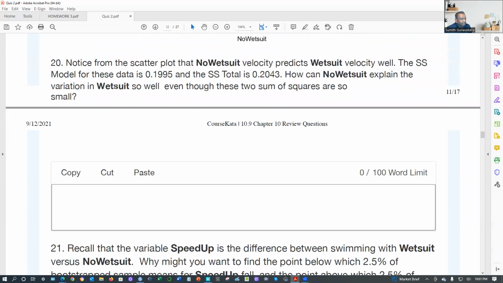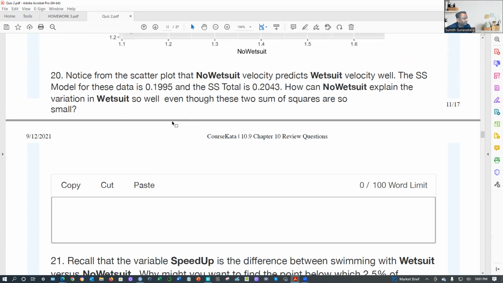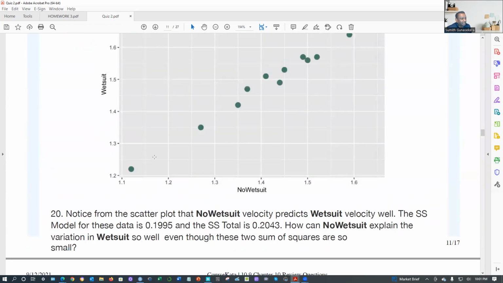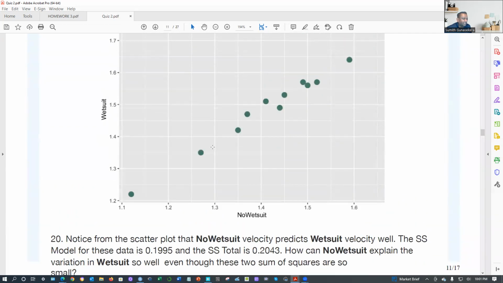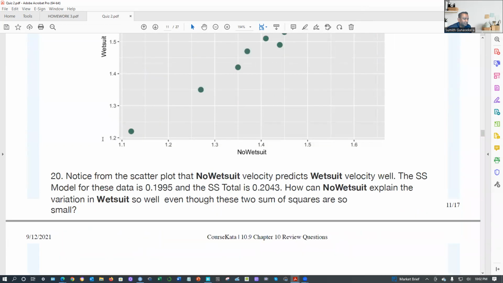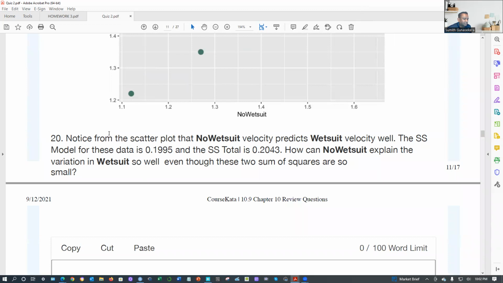The explained variations are small, even compared to the smaller total. Compared to 0.2043, almost everything is being explained by that model. All the data is going to fall onto that straight line. Then how closely they were spread out around that regression line is called the correlation, or the prediction, or the proportional reduction in error.